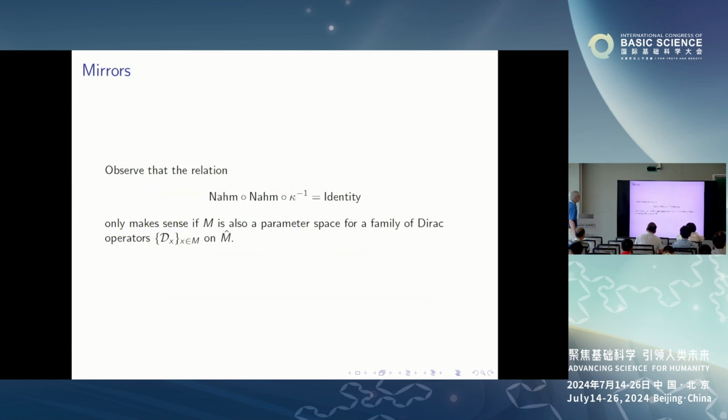All right, but there's a problem here, which is that Nahm composed with Nahm composed with kappa inverse equals the identity only makes sense if M hat is also a parameter space for a family of Dirac type operators on M. So that's part of the reason why people have worked so hard in recent years to understand the gravitational instantons as moduli spaces of interesting objects.